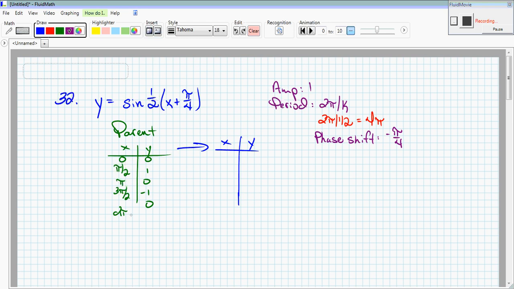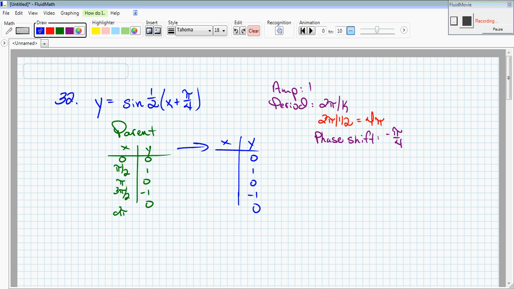Amplitude is 1, so y is not going to be affected. The period is changed, so that is affecting x, and then we have the phase shift, which is also affecting x. So the y's stay the same, so the y's are going to be 0, 1, 0, negative 1, and 0.